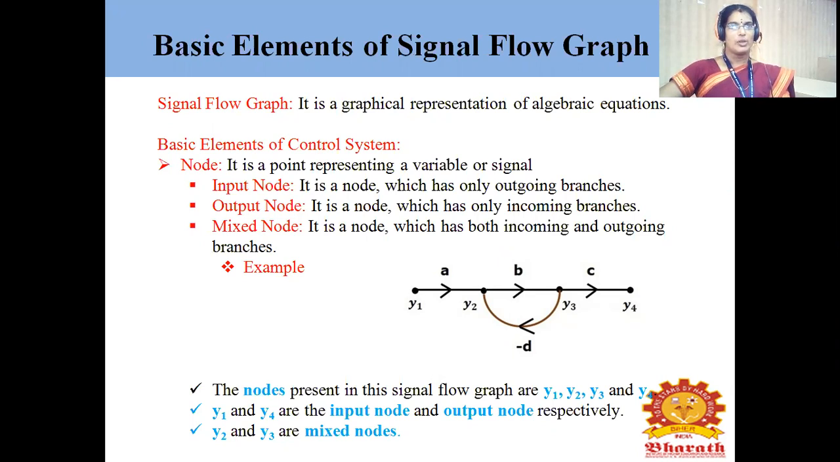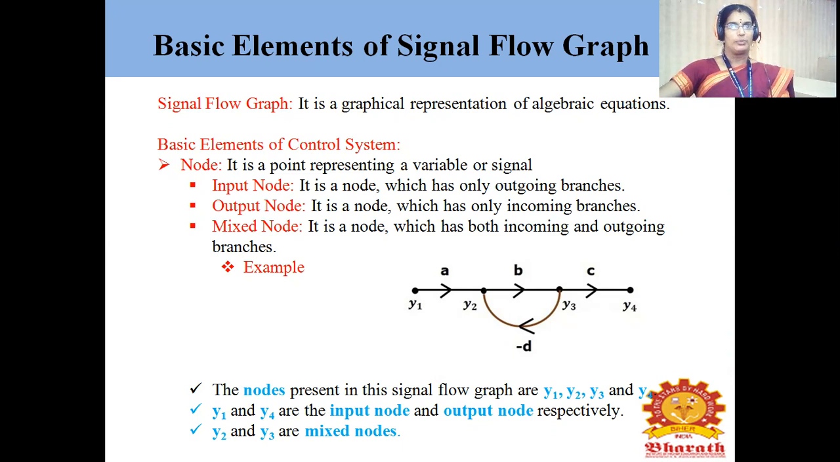Let us discuss signal flow graph. It is a graphical representation of algebraic equations. In block diagram reduction technique, we are using blocks, summing points, and branch points. By reducing the number of blocks, that is, the number of gain terms given in the blocks, we will find the final transfer function. Here, by using the nodes, we are going to find the transfer function of the given system. Before entering into the terms, first let us know about the basic elements of the control system.